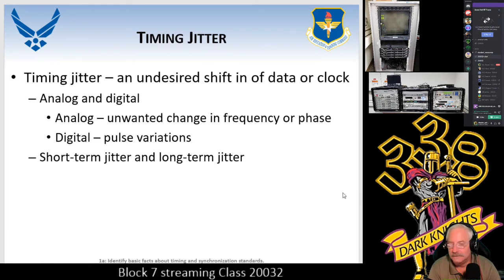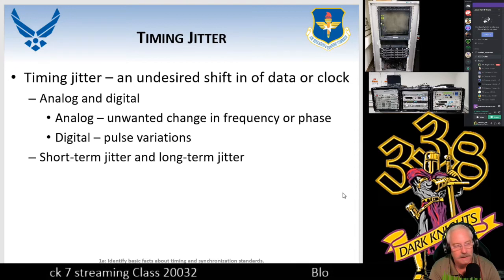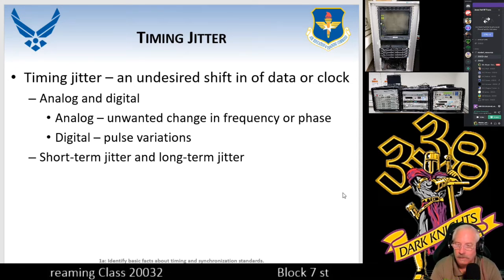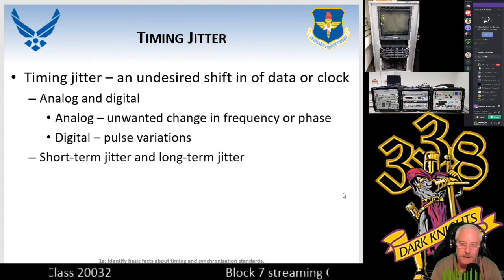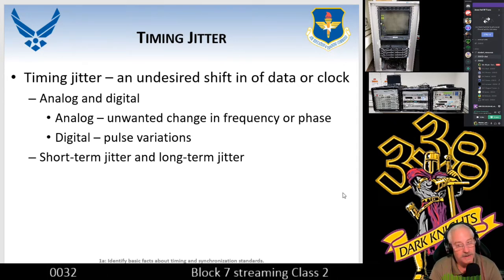Timing jitter. This one is a fun one. It is an undesired shift of data or clock cycles. What does that mean to us? It means that if you're watching your YouTube or Netflix, you ever notice that little circle comes on? That's a timing jitter. Why? Because it's trying to sync everything up and it's not working very well, especially on YouTube.